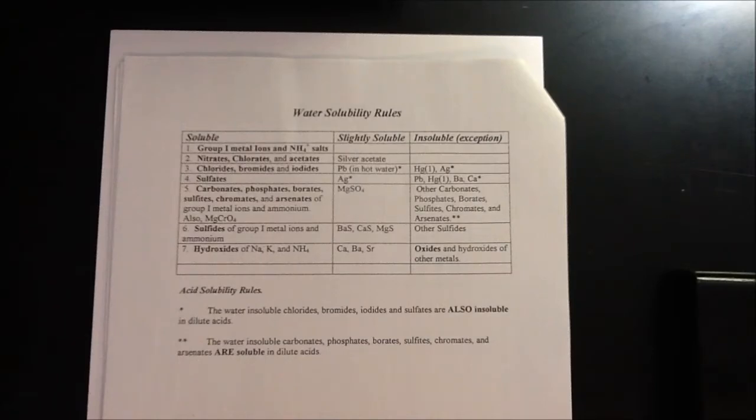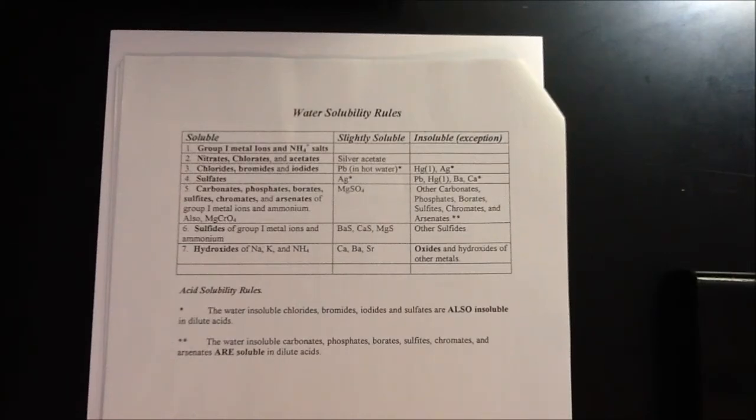Rule number 3 is the chloride rule, also known as the chloride, bromide, and iodide rule, and that's all chlorides except lead, mercury, and silver. Now lead is soluble, but it's only soluble in really hot water, so we're going to call that all but lead, mercury, and silver for rule number 3.